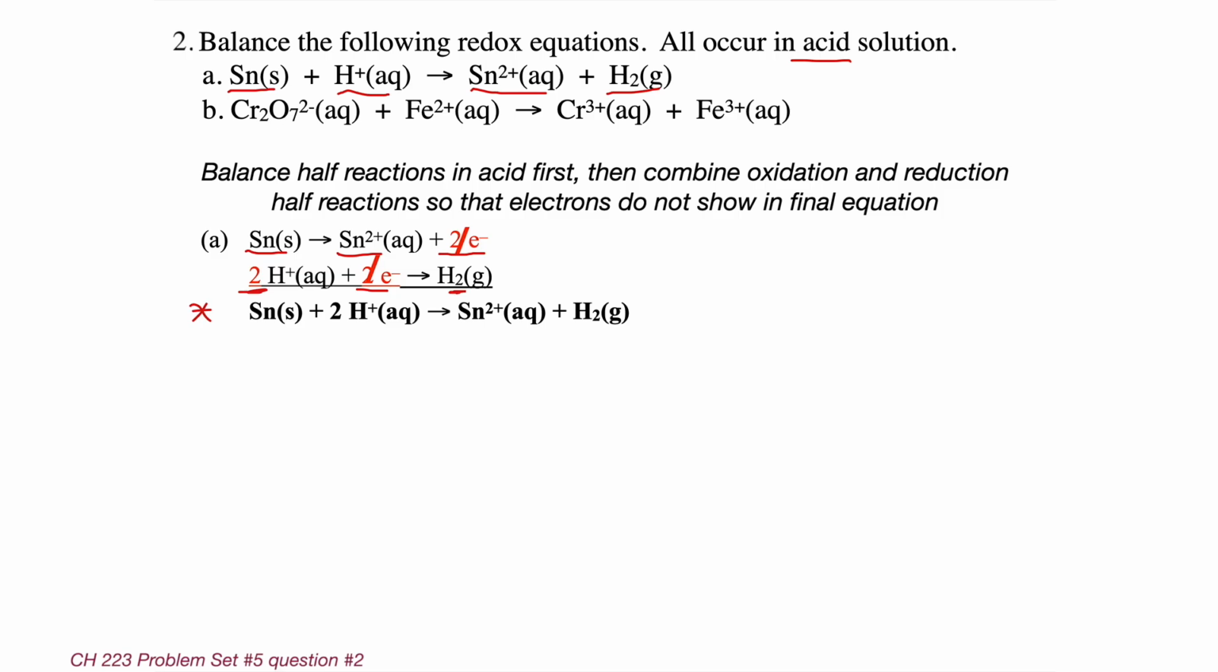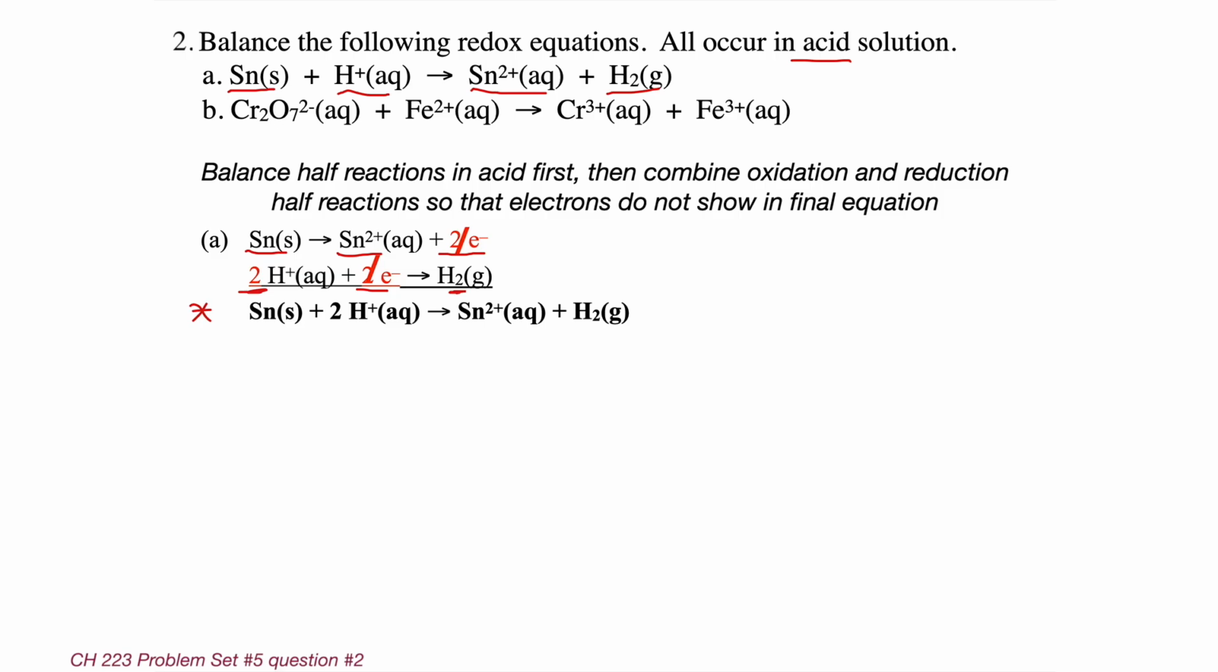So on the reactant side, Sn doesn't have a charge, but the H plus times 2 would give positive 2 overall. And on the product side, the H2 doesn't have a charge, but Sn has a positive 2. So those two are balanced for charge as well. So that reaction is good to go.